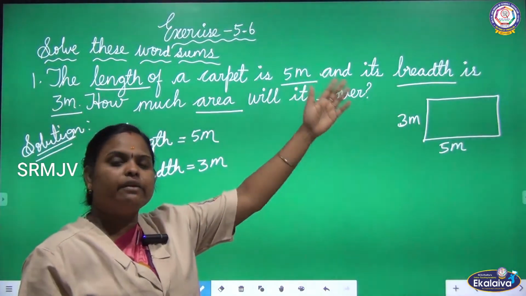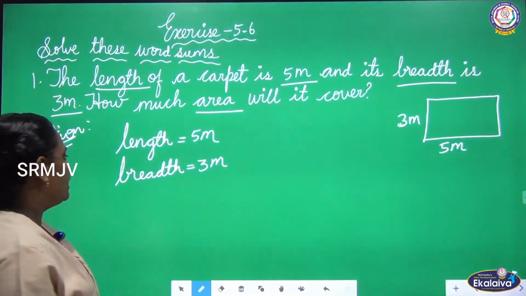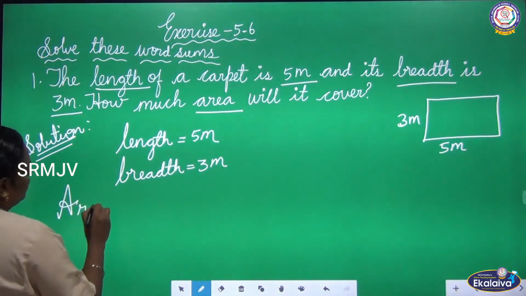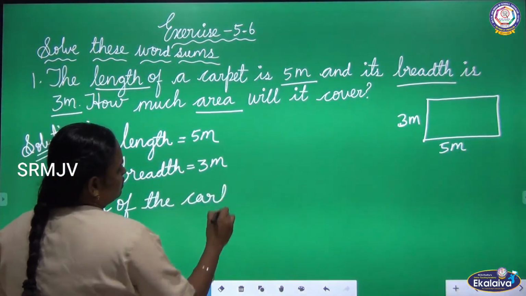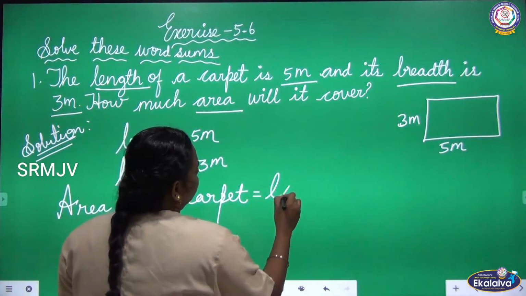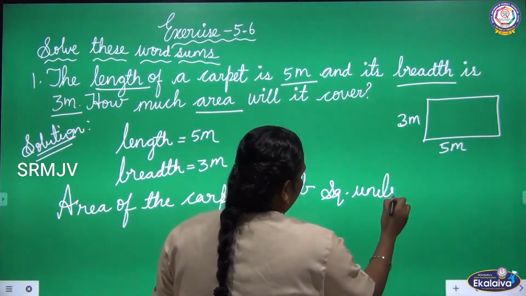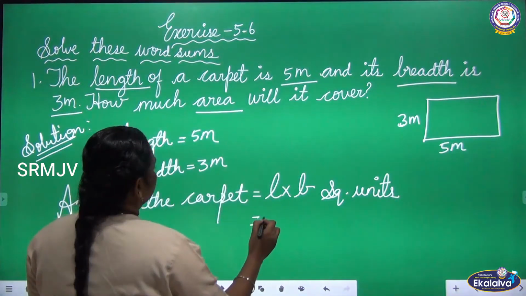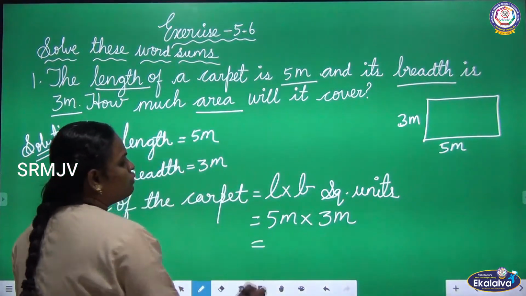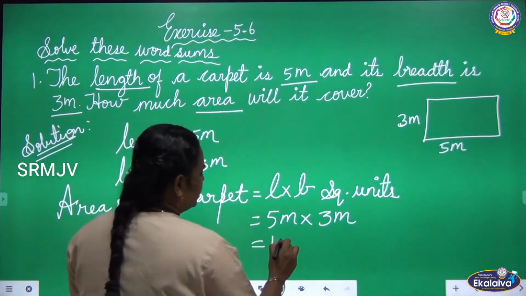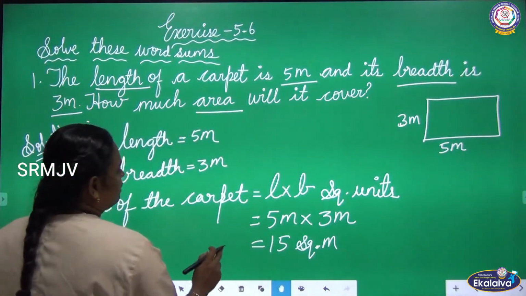Area of the carpet is area of the rectangle. So what is the area of the rectangle? L into B square unit. So you can write area of the carpet equal to L into B square units. So what is L here, children? L is 5 meter into breadth is 3 meter. So 5 3s are 15. So 15 square meter.